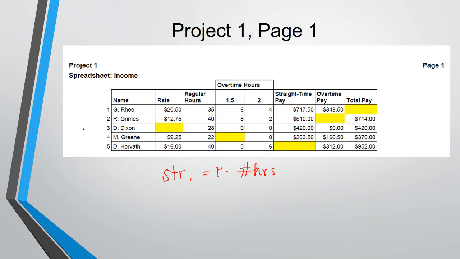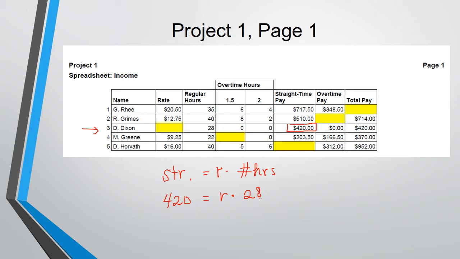This time we're looking for the rate. Looking at Dixon, for the straight time pay, keep in mind we don't want to use total pay. In this case we could, because there was no overtime pay, but you want to make sure you don't accidentally do it wrong. Always stick with the straight time pay of $420 equals R, since we don't know the rate, times the number of hours Dixon worked, which is 28 hours. So we're going to plug in 28.